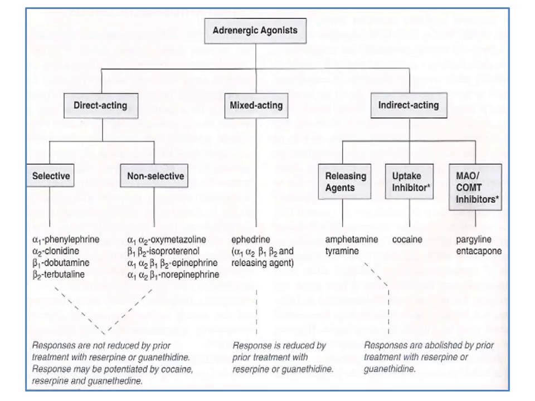So this is another image that illustrates for us the classification of adrenergic agonists. As you can see, the adrenergic agonists are further classified as either direct acting, mixed acting, or indirect acting. And there are examples written here to show each of those different classes. We'll be discussing the examples in the next couple of slides.